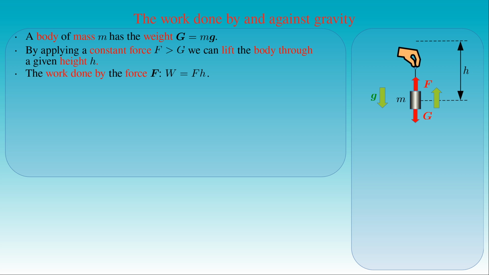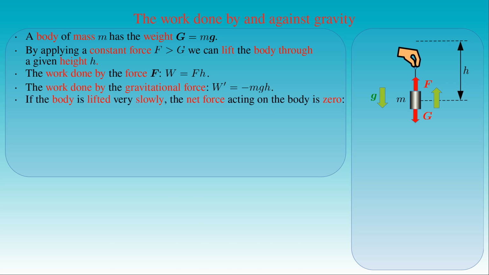At the same time, the work W' done by the gravitational force is given by minus the mass m times the magnitude of the gravitational acceleration g times the height h, since the angle between the direction of the displacement of the body and the gravitational force acting on the body is equal to 180 degrees. If the body is lifted very slowly at a negligible speed, then the net force acting on the body is almost zero, and the difference between the magnitudes of the force F and the weight G is also negligible. In this case, all the work W is done by the force F against the gravitational force, that is the force F is just great enough to overcome gravity.